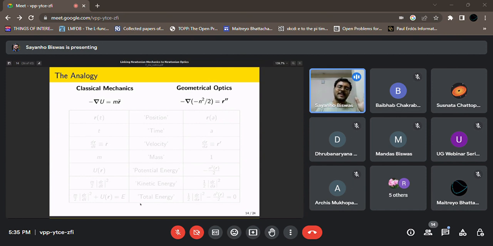So we have classical mechanics theory, which says the negative of the gradient of the potential energy gives you mass times acceleration. That means the double derivative of the position of a particle. And geometrical optics says something very weird. What does it say? The negative of the gradient of negative n squared divided by 2 equals the double derivative of the position vector of the light ray, the light path, with respect to some stepping parameter A.